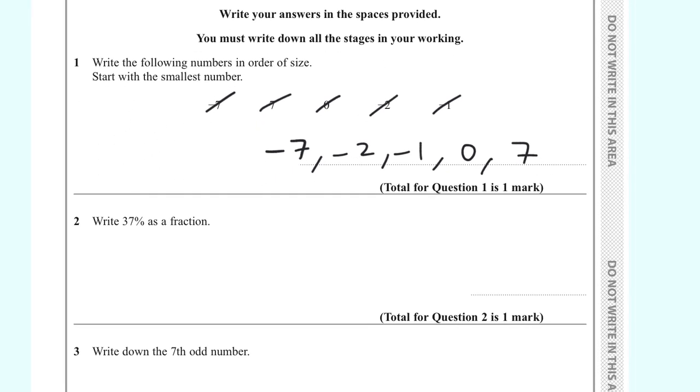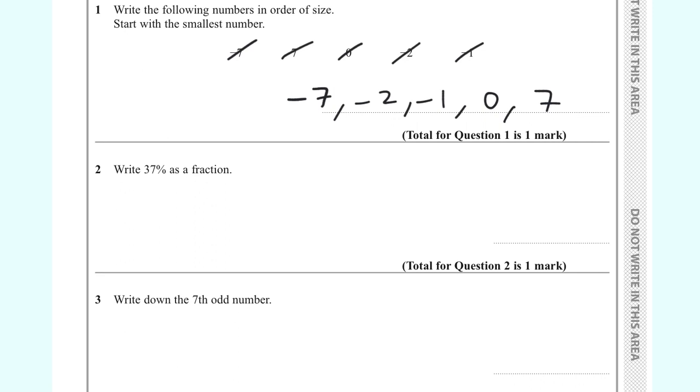Lovely stuff. Writing this as a fraction. Remember 37% as a decimal, for example, is 0.37. If you can't think directly from percentage to fraction, it's a nice middle ground. Pop a decimal in there. And then as a fraction, 0.37 is 37 out of 100. So that's all you need to put for that. Don't waste time trying to simplify. This doesn't simplify anyway, but don't bother. Unless it tells you to simplify, don't bother.